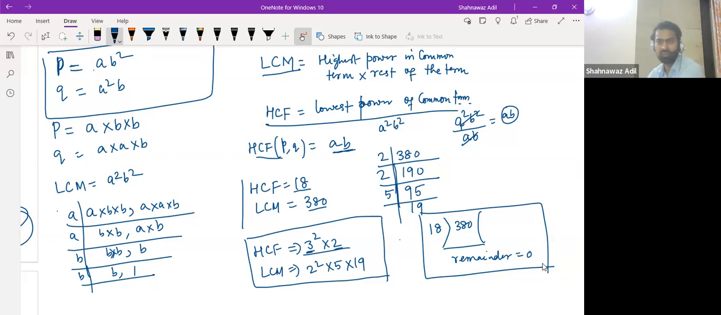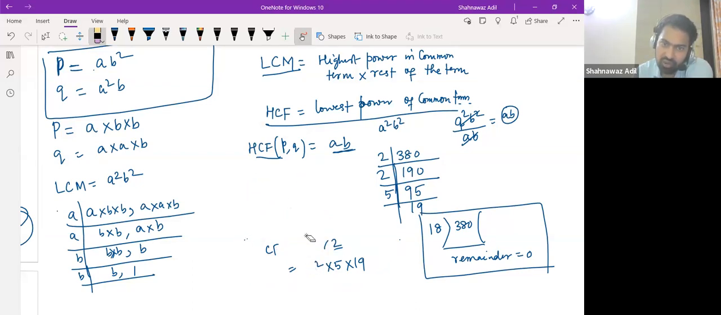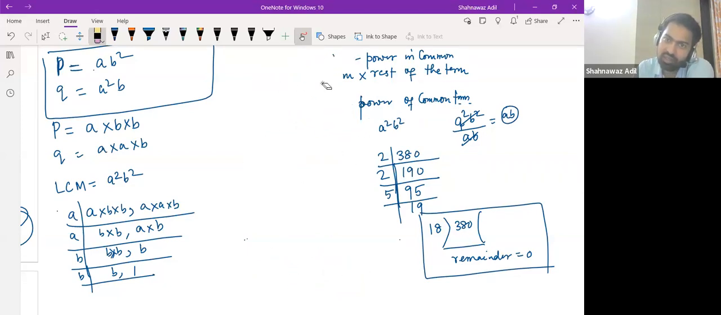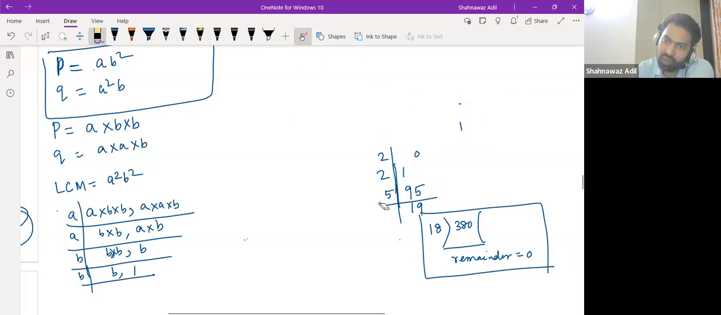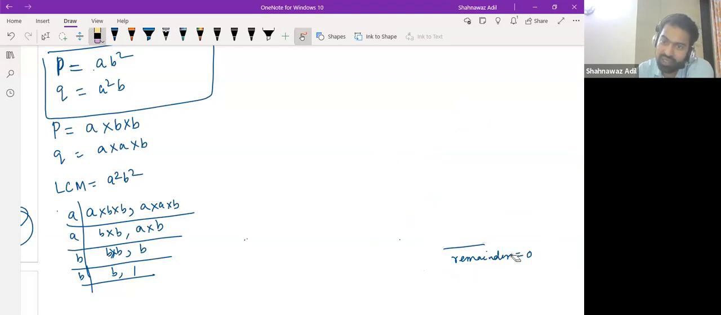The other question I have is: find the least number that is divisible by the first 5 even numbers. Whenever you are writing least, then you have to calculate what? Least common multiple, right? So you have this 2, 4, 6, 8. How many? 5.